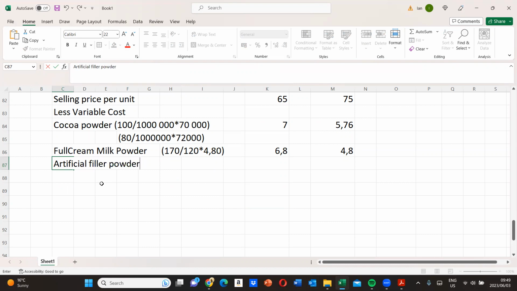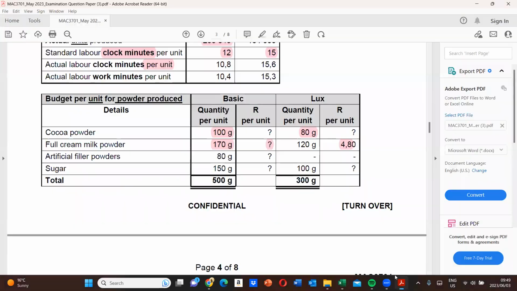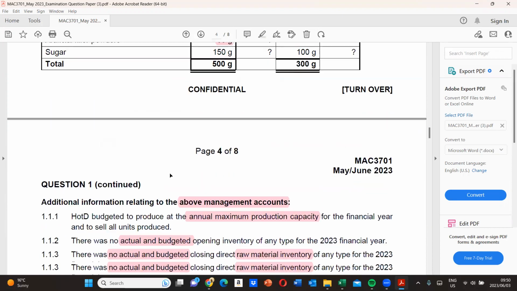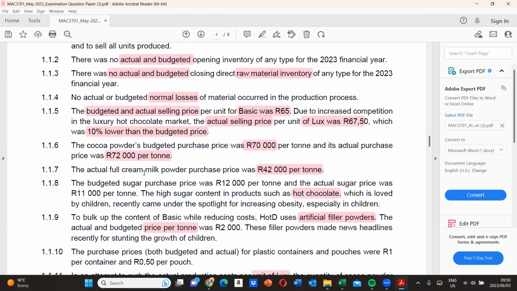Right, artificial filler powder. What is the cost in that regard? Let's go down. For artificial filler powder, it looks like it's only applicable to this product. We can see there's nothing for Lux there. So 80 grams, let's see.